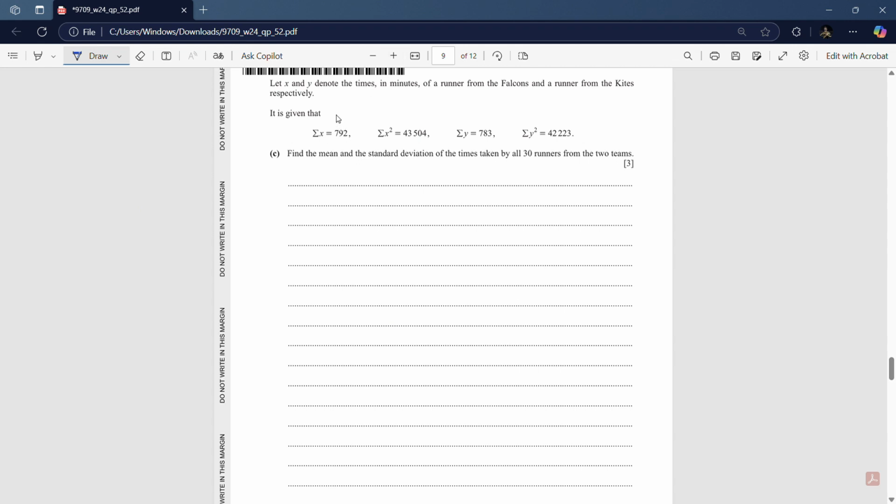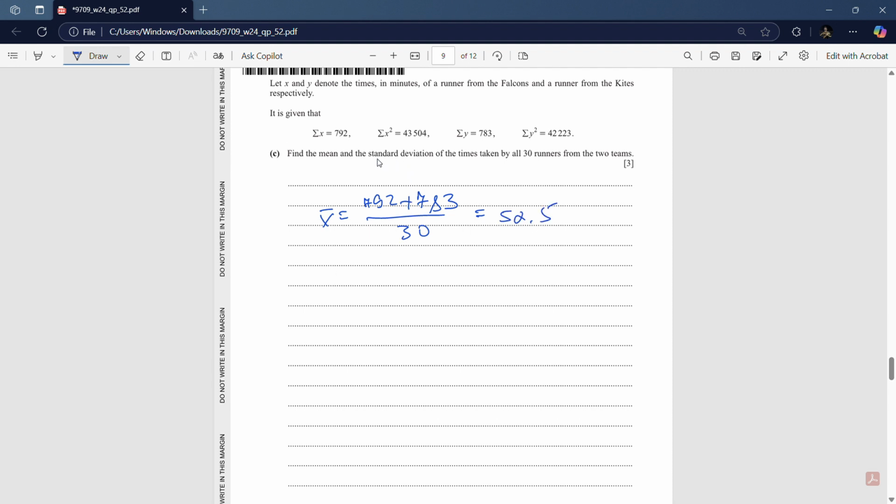Okay, let X and Y denote the times in minutes of a runner from the Falcons and a runner from the Kites respectively. So here we have the values. Find the mean and standard deviation of the times taken by all 30 runners from the two teams. So I have to add them together and find the new average time taken by all of them. Which means our mean will be 783 over 30, which is 52.5.